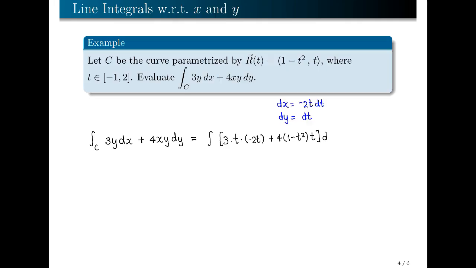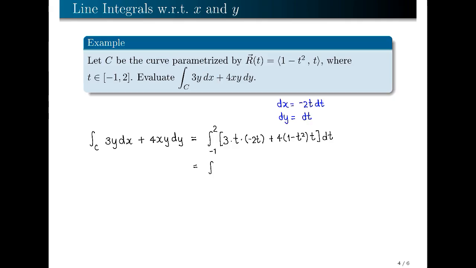You are integrating with respect to t. And since t is in the closed interval negative 1, 2, then the limits of integration are negative 1 and 2. All that remains is to evaluate this definite integral with respect to t.